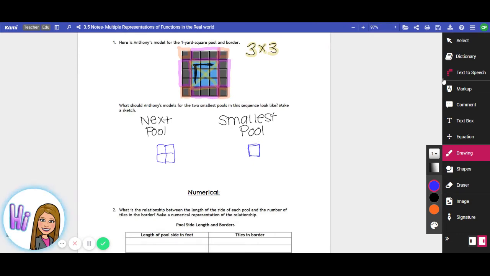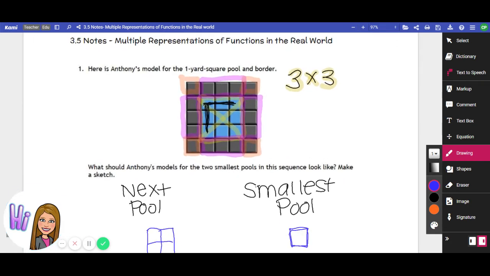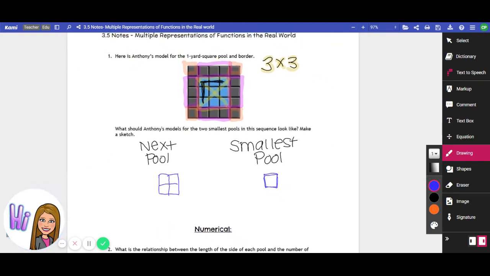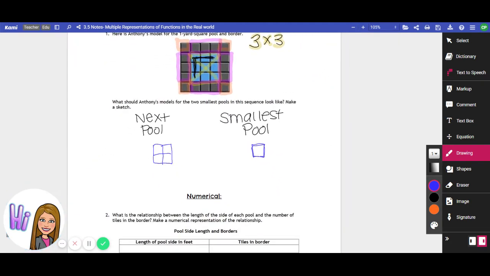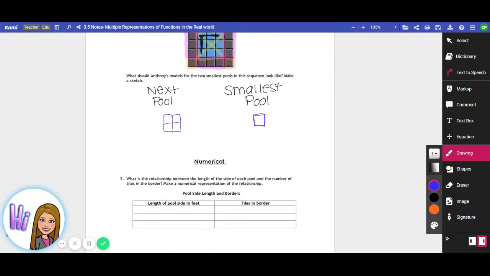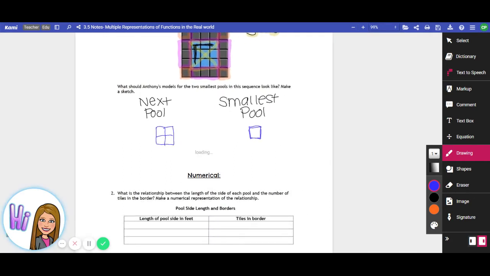So you might not realize it, but this entire situation that we are talking about right here with the pool border is actually a function in real life. And like I said, there's different ways that we can represent this. So the first way I'm going to show you is the numerical way, which is where we use numbers to represent the function. And in math, we might use a numerical representation so that we can turn it into a problem. So you can see down here, we've got a table that is set up where we've got on the left side, the length of the pool side in feet.